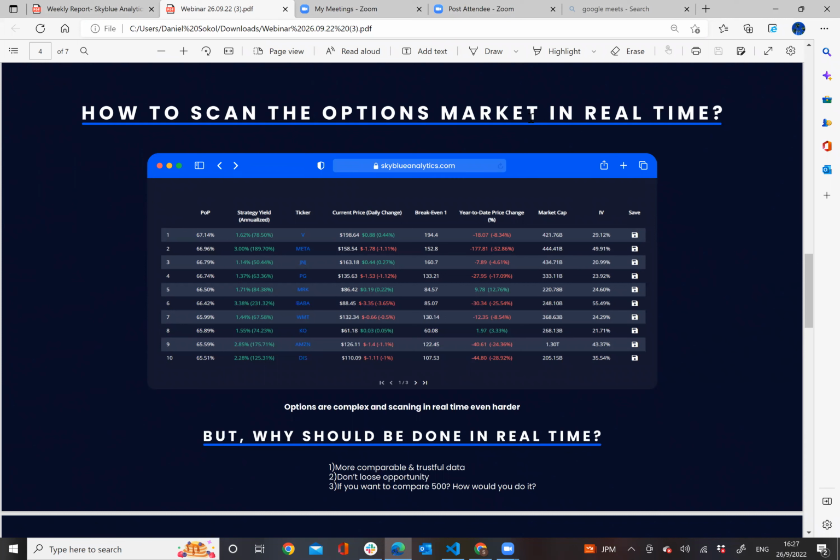Most important is to make it comparable. And why should it be in real time? Well, if you are using Excel and you want to go from one company and jump to another company, time passes, the underlying stock price moves, and this is going to 100% affect the option price. So this is the main reason why you should scan the market in real time. If you don't do it in real time, you are not going to have good results. You are going to have failures. You are basically not going to succeed in finding which one has the greater probability of profit or greater return over risk.